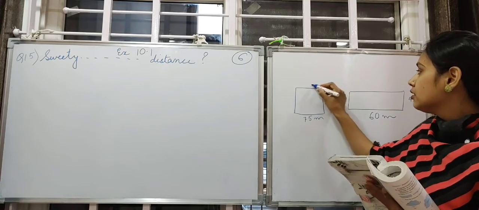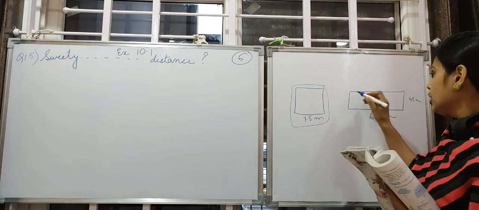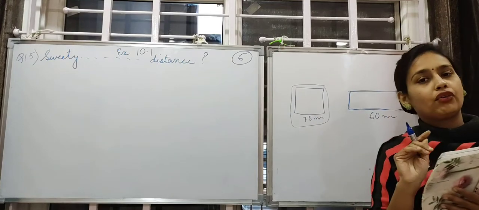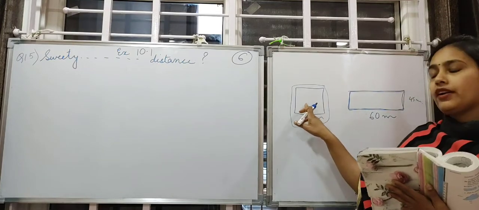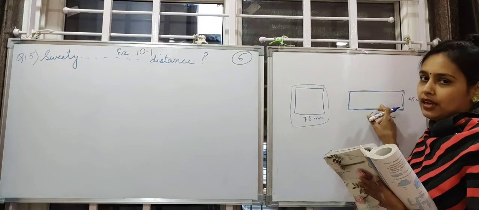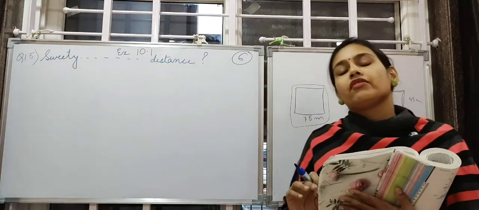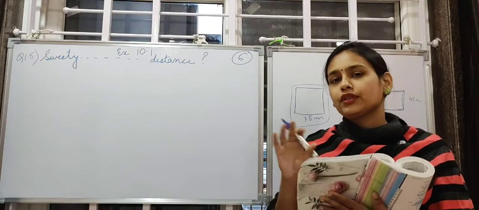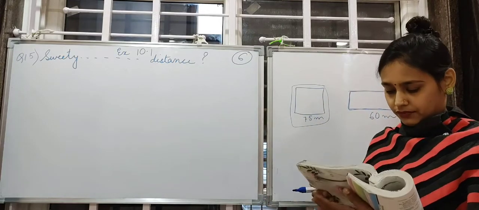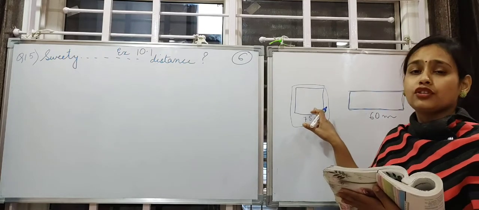That means, Sweetie is completing this distance, the length of boundary. Bulbul is completing this distance, that is again the length of boundary. Which means we are going to find the perimeter of both the square park and the rectangular park, and then we are going to compare the two perimeters. Whichever perimeter is less, that particular person covered less distance. So first we do it for Sweetie.